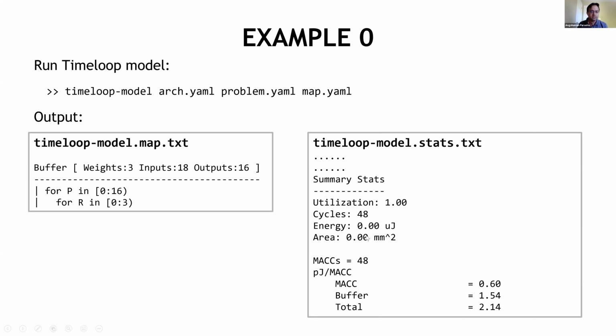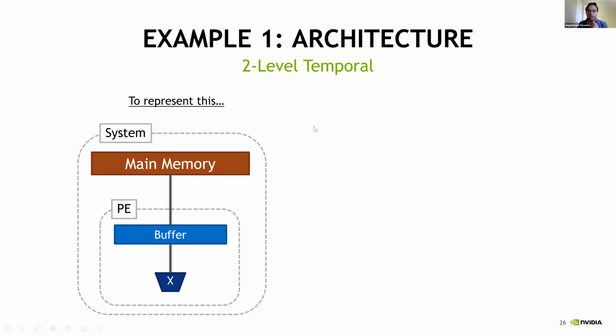You can see that some of the stats are 0 here because we just used the toy model to run this, a toy technology model, to run these experiments. You're going to be seeing meaningful statistics if you use a meaningful plugin. Okay, now let's step it up a notch and get to a more complex example of an architecture.